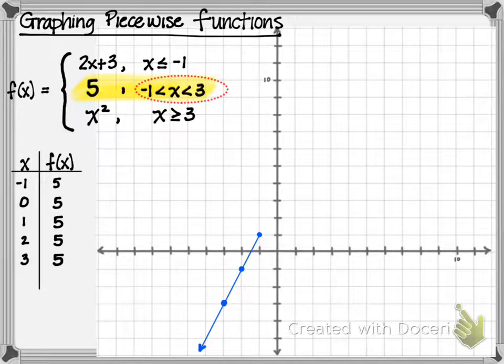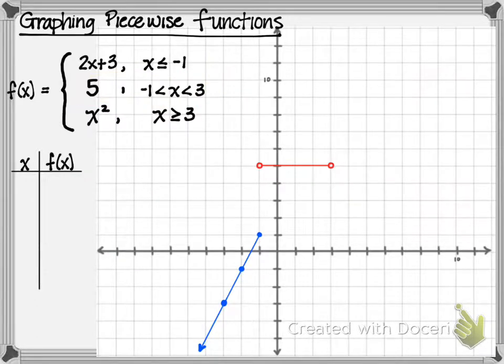You might be saying right now, well, wait a minute, you can't have -1 because this says not -1. But that means that in the graph we're going to use open circles at those points. So I'm going to put an open circle at -1, 5, and an open circle at 3, 5, and then I'm connecting everything between. And so that's what that second piece looks like. It's saying that the output is 5 for everything between -1 and 3, not including -1 and not including 3.